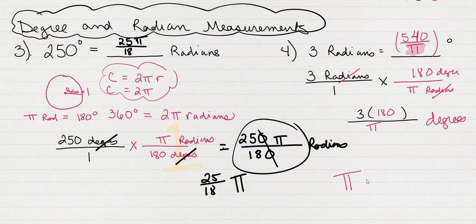Pi is just a constant. It's approximately 3.14, but it's just a constant. So get used to seeing that pi often.